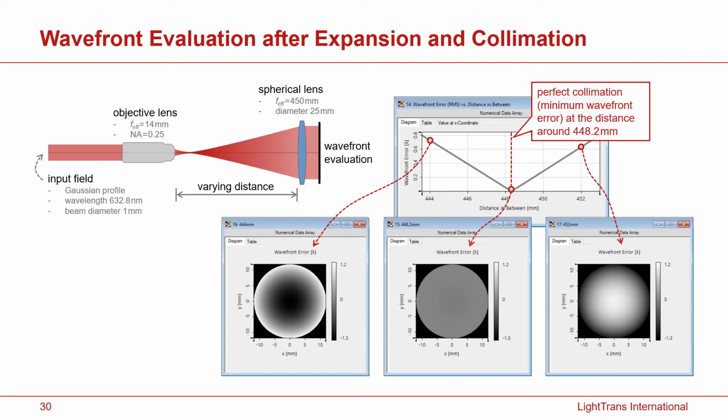We first analyzed the performance of the collimation lens system. Obviously, you must tune the system in a way that the distance between the two lenses corresponds to the sum of the focal lengths, so that you can get a constant output wavefront. And in this case, in VirtualLab, we can check the wavefront by simulation. We found that at 448.2 mm, we get a perfect collimation. At this position, we have a plane output wavefront that corresponds to a collimated beam.